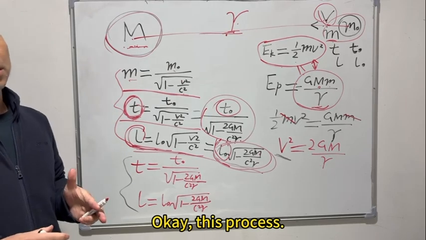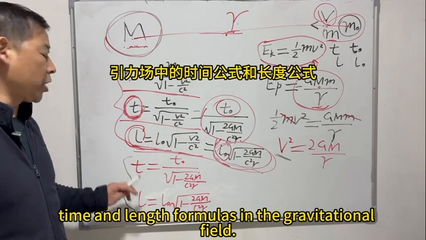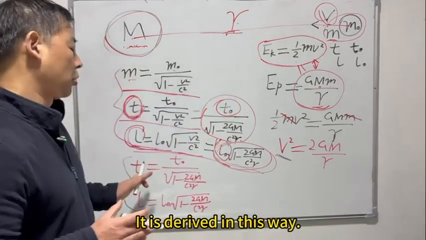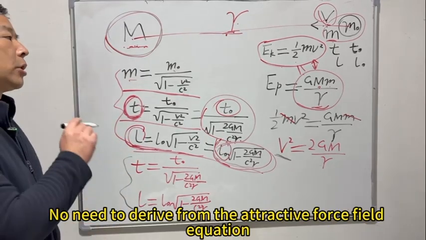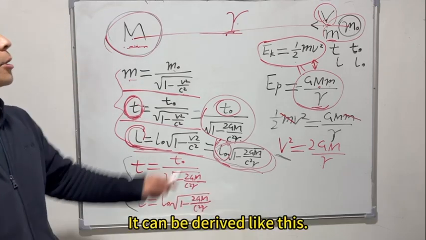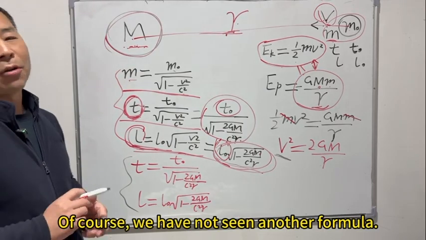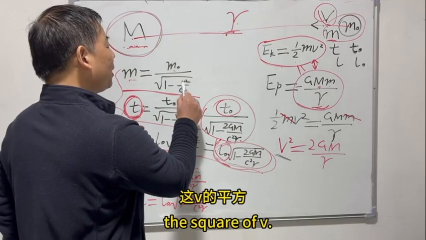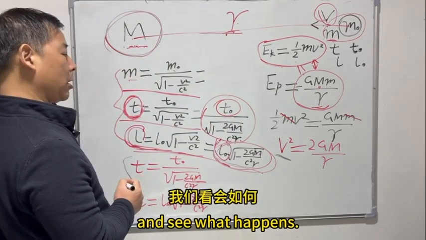Okay, this process is derived by another method: the time and length formulas in the gravitational field. Actually, that was just our thought process. It is derived in this way, without deriving from the equation of the gravitational field. This is the formula derived following this line of thinking. Of course, we have not seen another formula. We also take the square of v and substitute it into the mass formula, and see what happens.